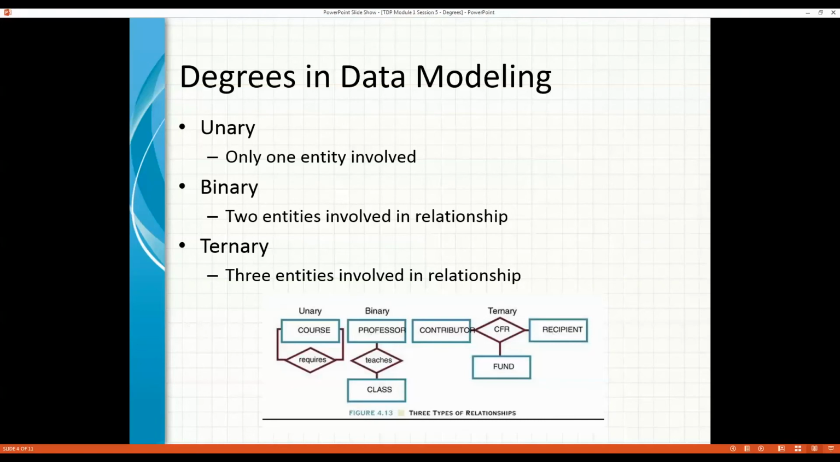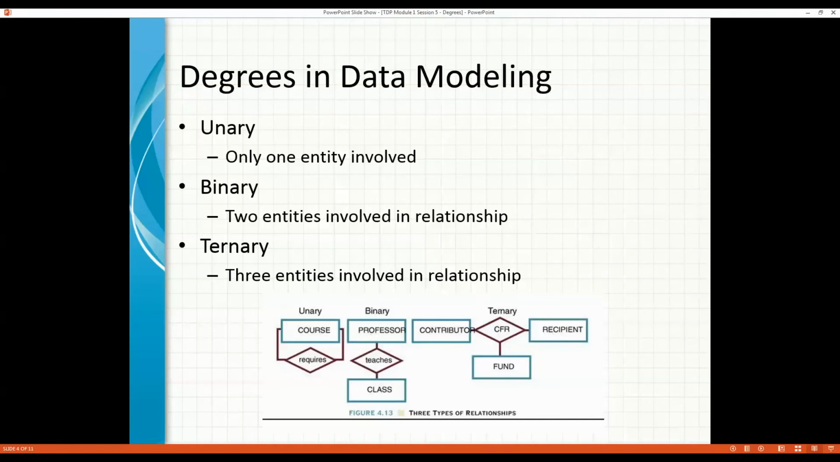We see that perhaps in a college you have 1 course that is a prerequisite for another course. In this case, both courses should be in the same entity because they are just courses. So this course will require another course. In this case, we have only 1 entity participating in this relationship, so it is unary.